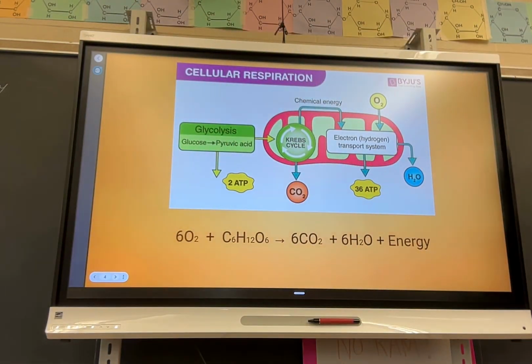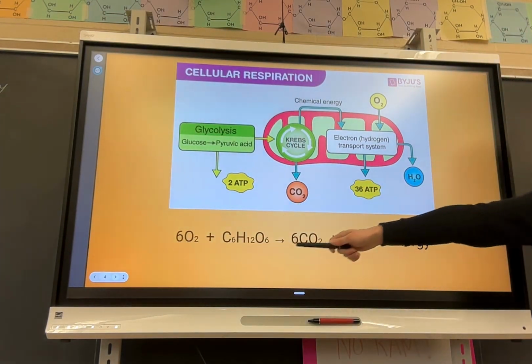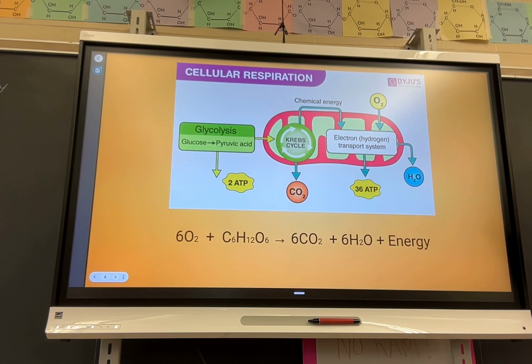This makes sense if you look at your body. You are going to breathe in oxygen. You are going to need to eat food in some way, shape, or form, whether it's breakfast, lunch, dinner, something along those lines. And you are going to breathe out carbon dioxide. You are going to have to go to the bathroom. And you are going to get energy out of the things you eat.